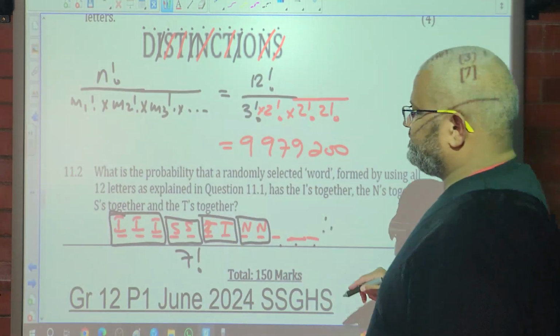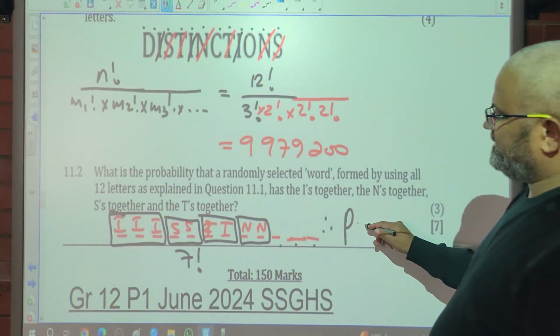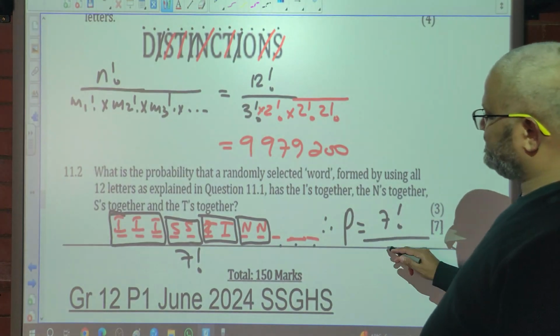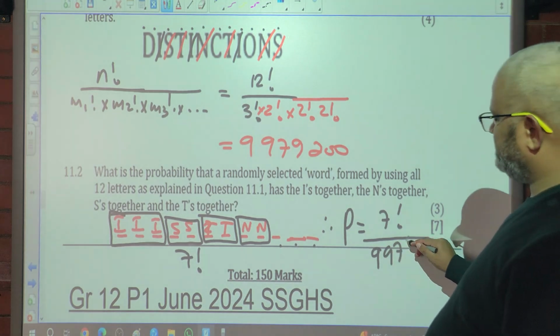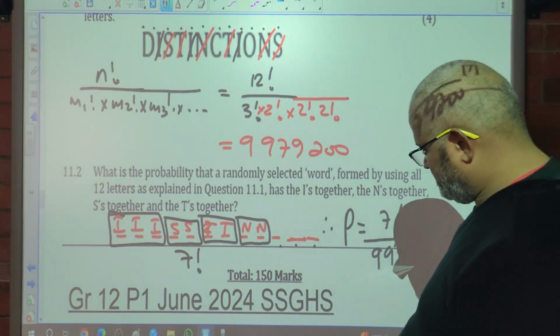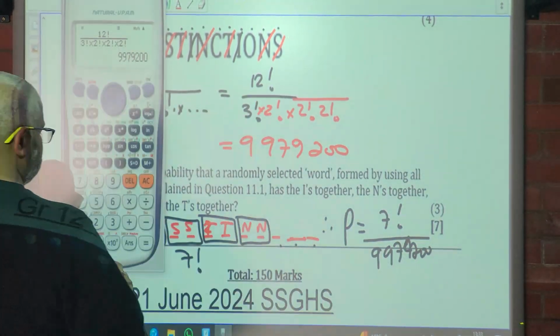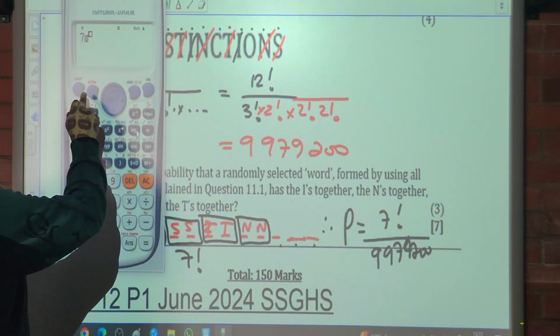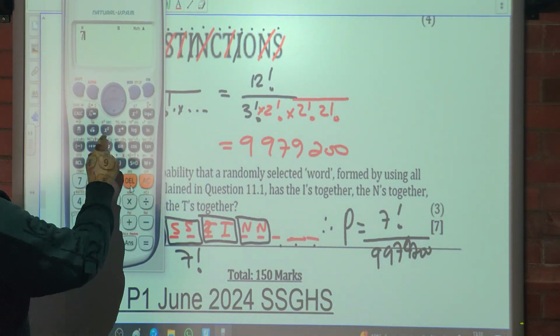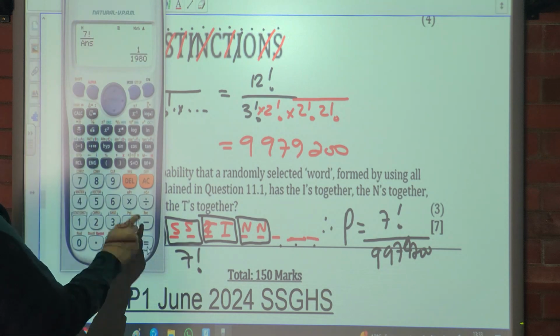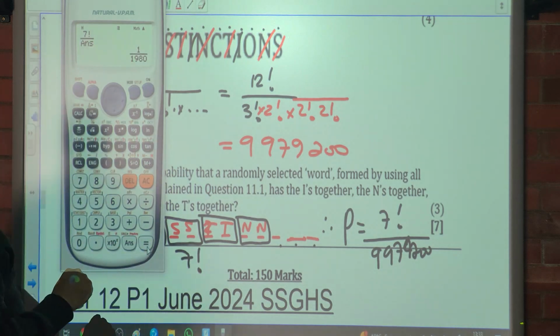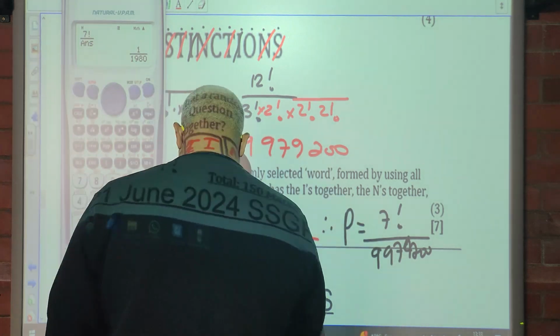So therefore, what's the probability? So the probability will be 7 factorial over 9979200. So is that 7 factorial over that answer, which is 1 over 1980.